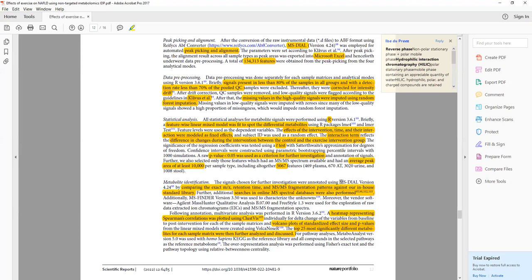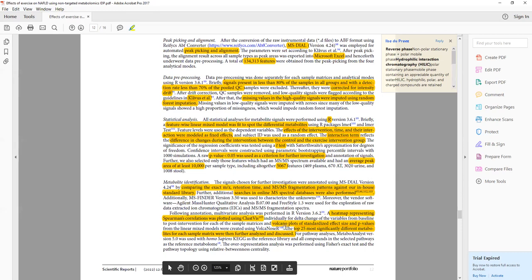So they used MS-DIAL. They also used online MS spectral databases and their own library, just to annotate, to give names to these features. Only after that did they start doing the real stats, where they tried to identify the difference between the group that exercised and the group that didn't exercise. Those are little volcano plots, effect size and p-values.